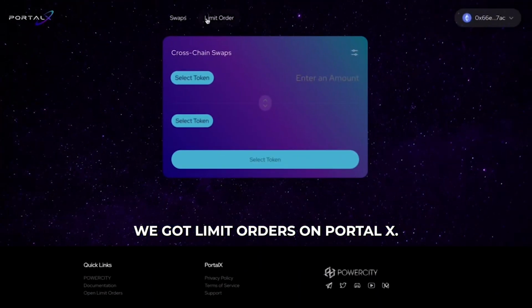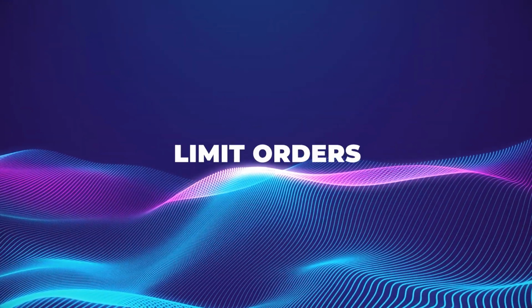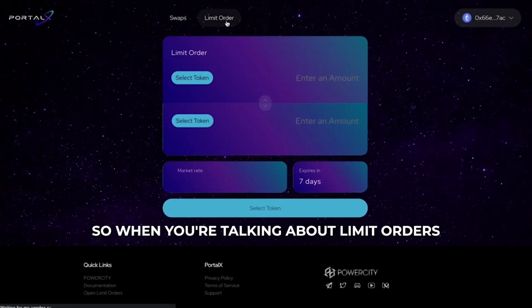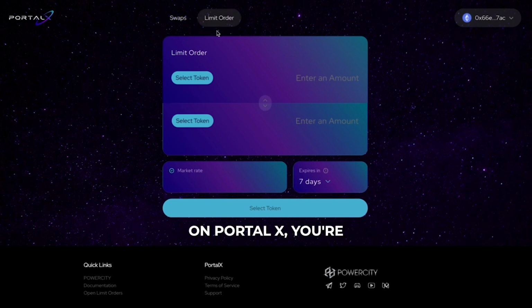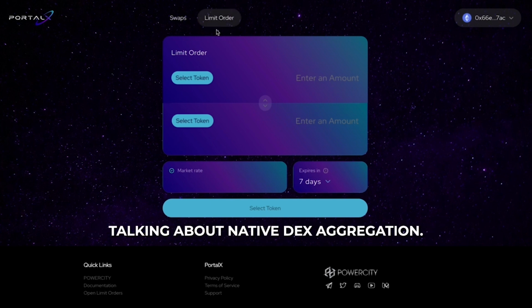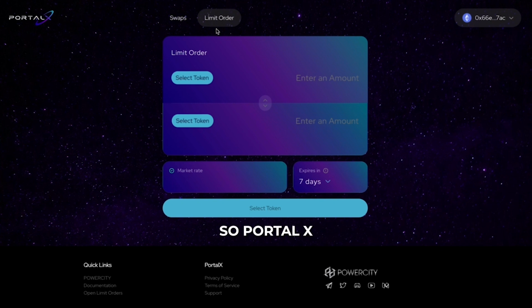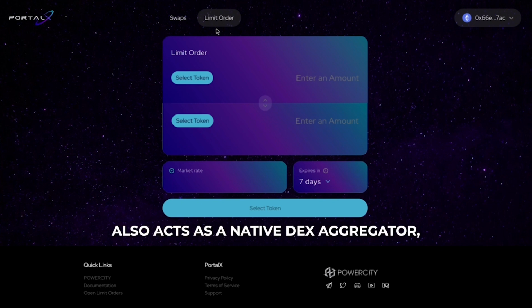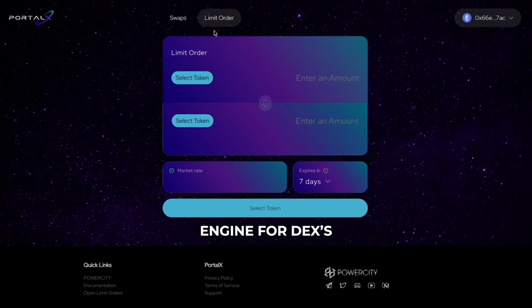Limit orders on PulseX. So what is PulseX? When you're talking about limit orders on PulseX, you're talking about native DEX aggregation. PulseX also acts as a native DEX aggregator, which just means that PulseX is a search engine for DEXes that are on the chain that you are looking to trade on.